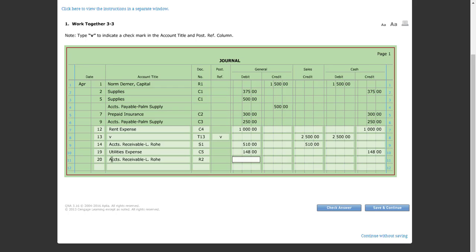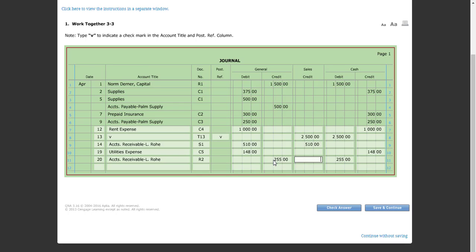R2. So, Michaela, is cash going up or down? Do we have more cash or less cash? So what is the increase side of cash? Debit. Okay, so we're going to debit cash, $255, and we're going to credit accounts receivable, L Road.